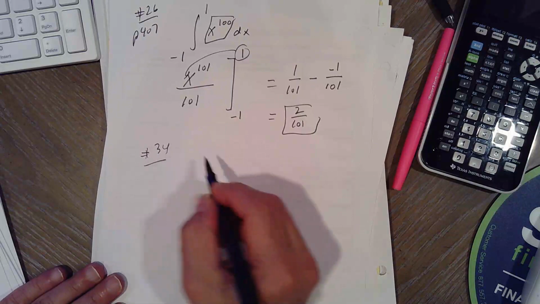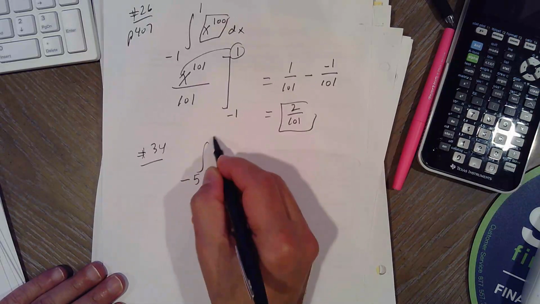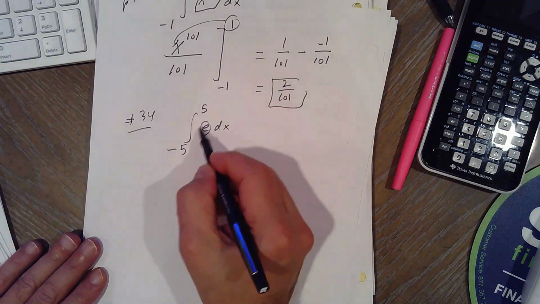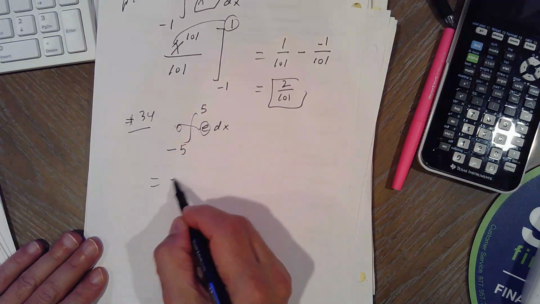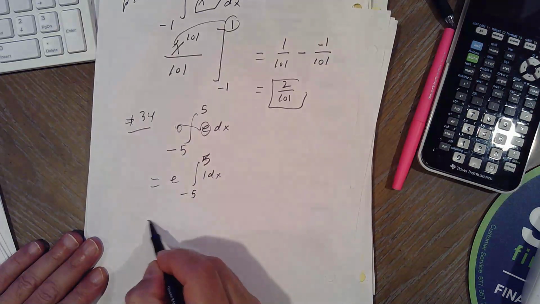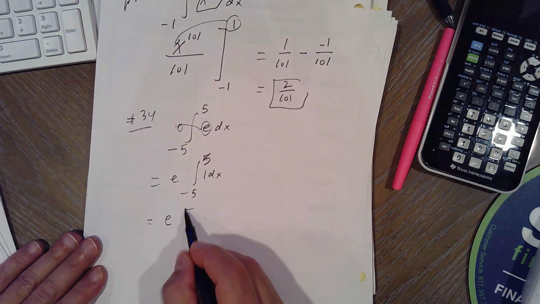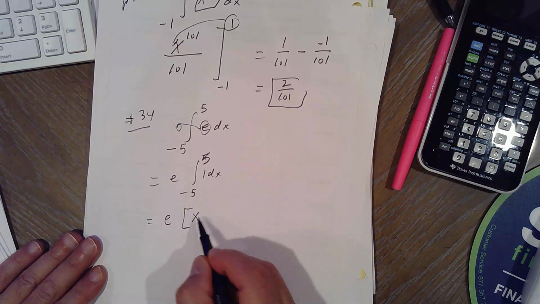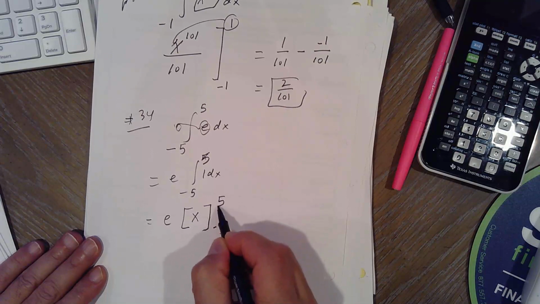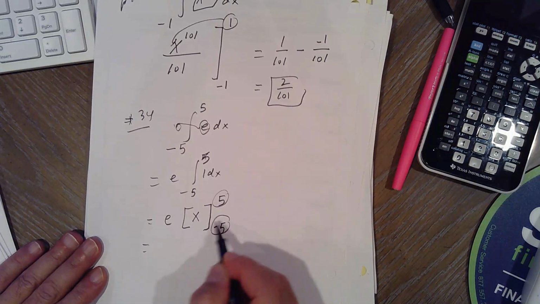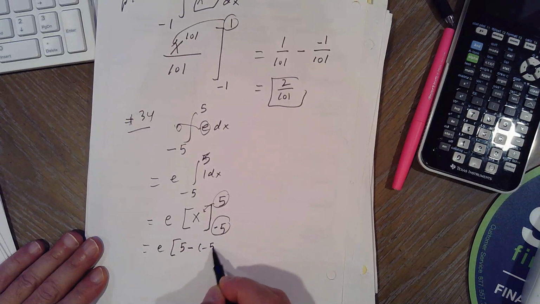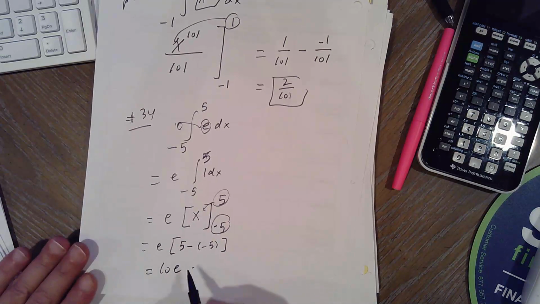Number 34, the integral from -5 to 5 of e dx. Well, e is a constant, so e times the integral from -5 to 5 of 1 dx, and the integral of 1 dx is x, right? The derivative of x is 1. Then we plug in the 5 and -5, upper then lower, so we plug in 5 minus -5, which is 10.